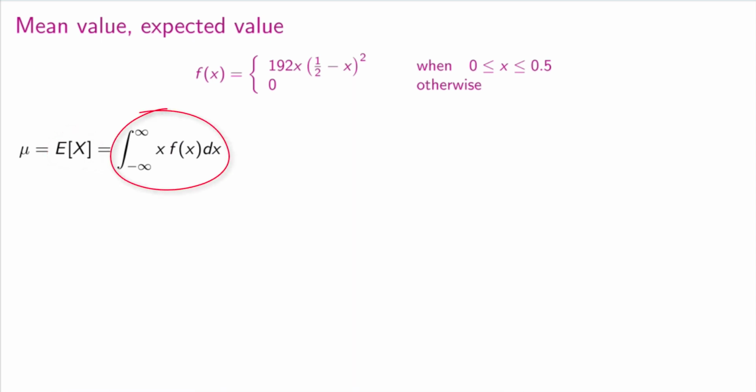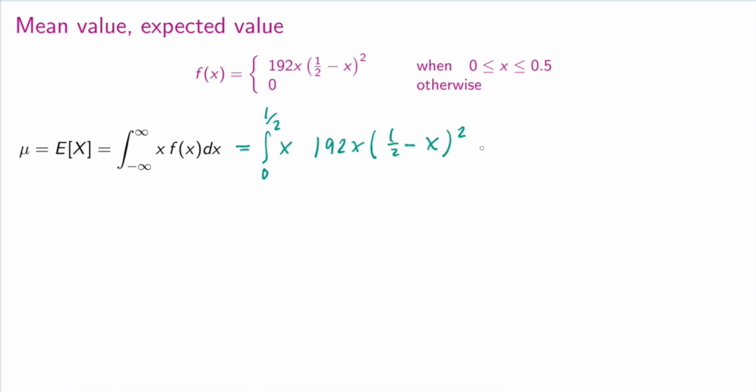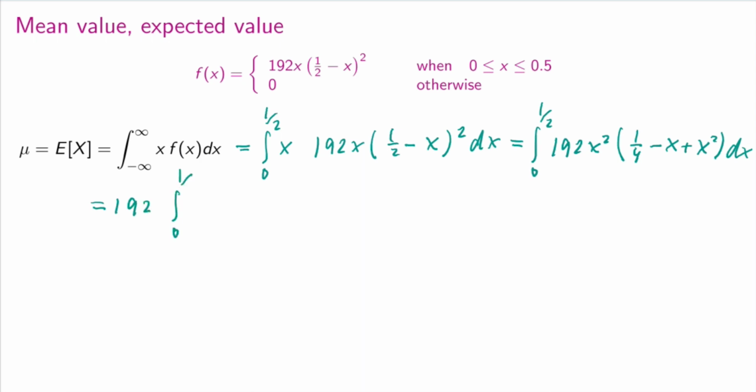But the instructions are clear. We have to integrate this function. The function is only defined between 0 and a half. So then this integral becomes an integral from 0 to 1/2 of x times the function 192x (1/2 minus x) squared dx. So it's a polynomial integration. I do this step by step. I multiply the x into the other x, that gives an x squared. I do the square, which is a quarter minus x plus x squared dx. And then I multiply the x squared in there, so then I get 192 times the integral from 0 to 1/2 of x squared over 4 minus x cubed plus x to the 4 dx.